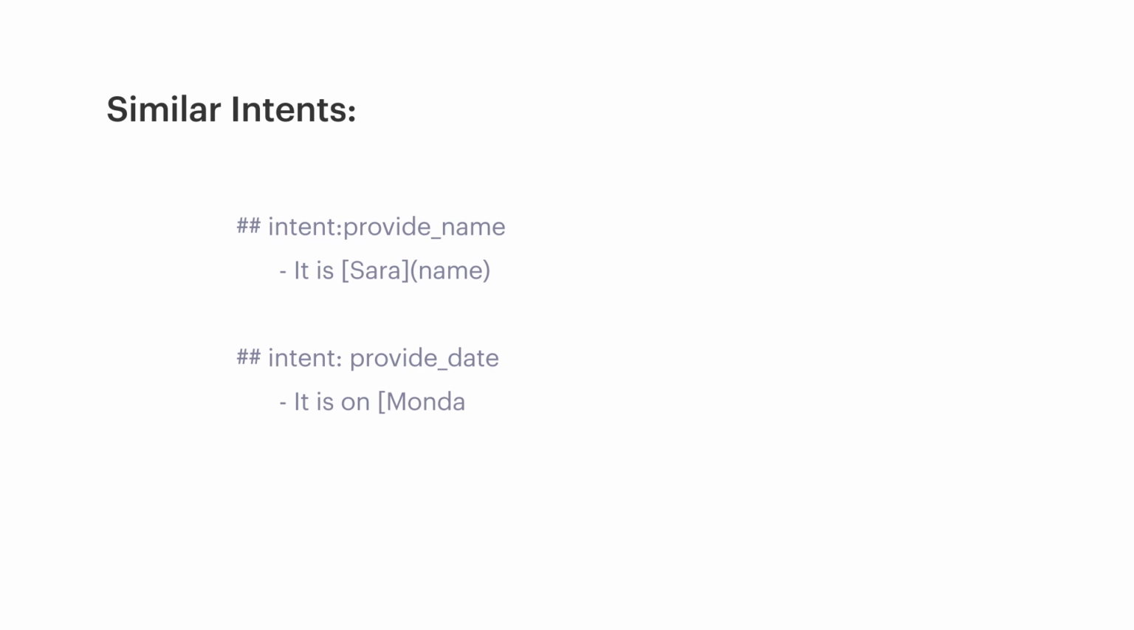Imagine the case where a user provides their name or gives you a date. Intuitively, you might create an intent provide name for the message "it is Sarah" and an intent provide date for the message "it is on Monday." However, from an NLU perspective, these messages are very similar except for their entities. For this reason, it would be better to create an intent inform which unifies provide name and provide date intents. Later on, in your dialog management training data, you can define different story paths depending on which entity Rasa NLU extracted.